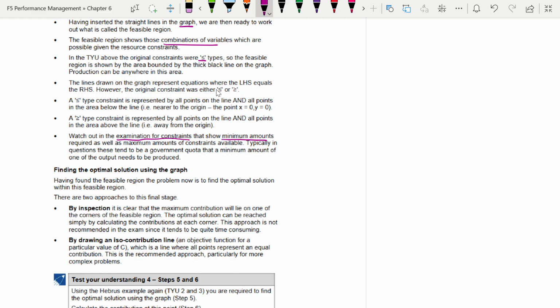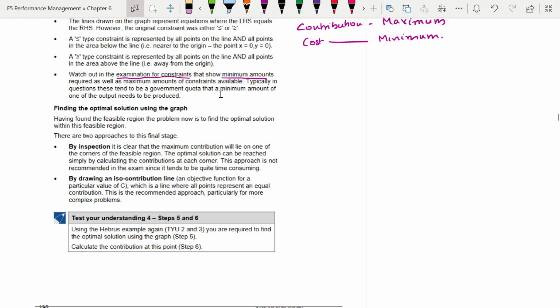Now when you are doing these things, keep it in mind. The contribution should be maximum, okay? The contribution should be maximum and the cost should be minimum. This is what we are going to have, a uniform policy, okay? A uniform way. Sometimes we will get the optimal solution by way of inspection, or sometimes we will draw the line. Okay, sometimes we draw the line.